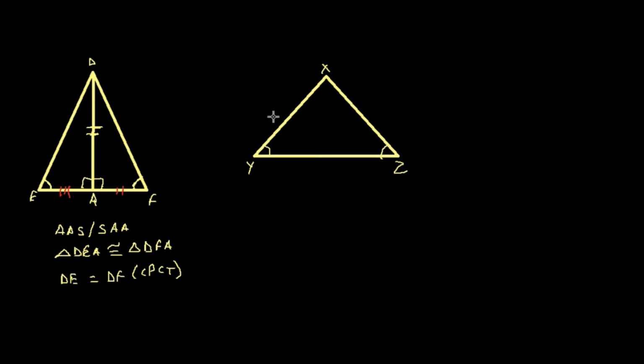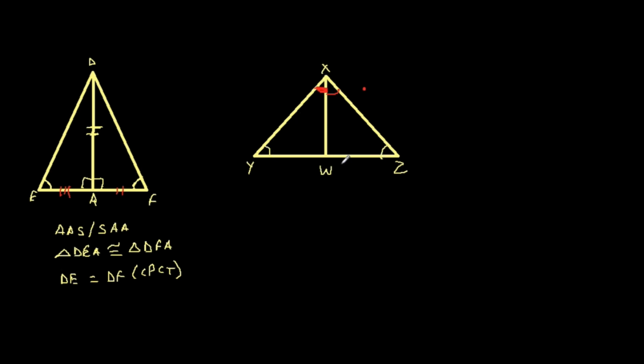So in this triangle, we are not going to drop a perpendicular, we are going to draw an angle bisector which divides angle X into two equal parts. So because it divides angle X in two equal parts, we can say that this angle is equal to this angle. So both these angles are going to be equal. Now we don't know whether these are 90 degrees or not. We cannot say that. All we know is that angle Y is equal to angle Z.